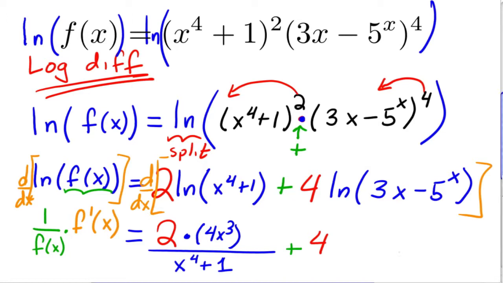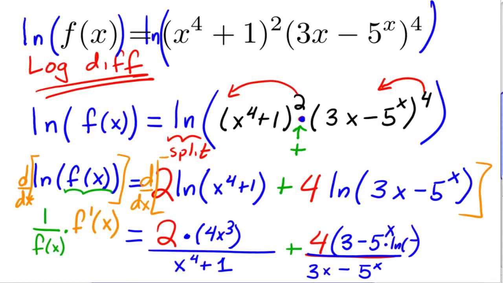So notice I'm not putting the 1. That's just because I have this 4 up here already. So if I didn't have a number here, I would put the 1, but I don't really need it. So it's going to be this 4 over 3x minus 5 to the x times the derivative of the inside of the natural log, which is going to be 3 minus, and then the derivative of 5 to the x, remember, is 5 to the x times natural log of 5.